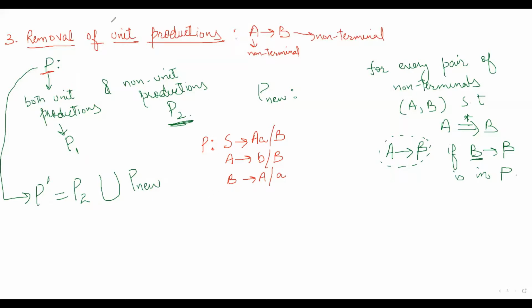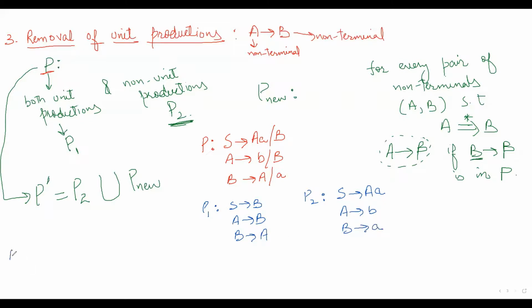As I said, I will divide this P into two types of productions, unit and non-unit. One unit production is S gives B, another unit production is A gives B, and another is B gives A. And what are the non-unit productions? Those are S gives AA and A gives b. Here this is non-terminal, this is terminal. Only when both are non-terminals is it called a unit production.